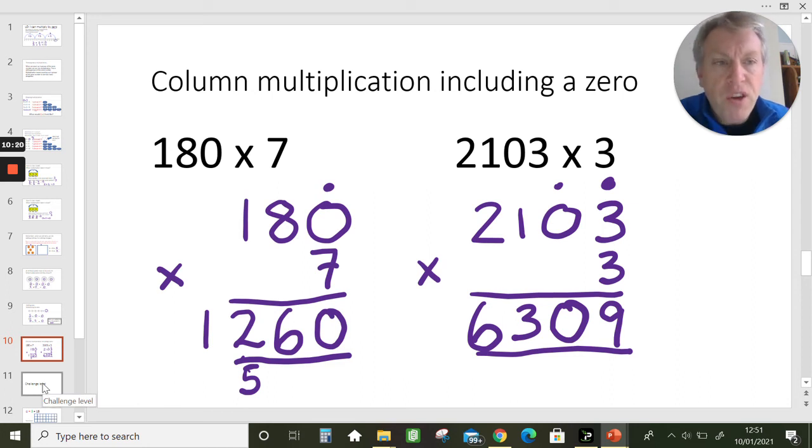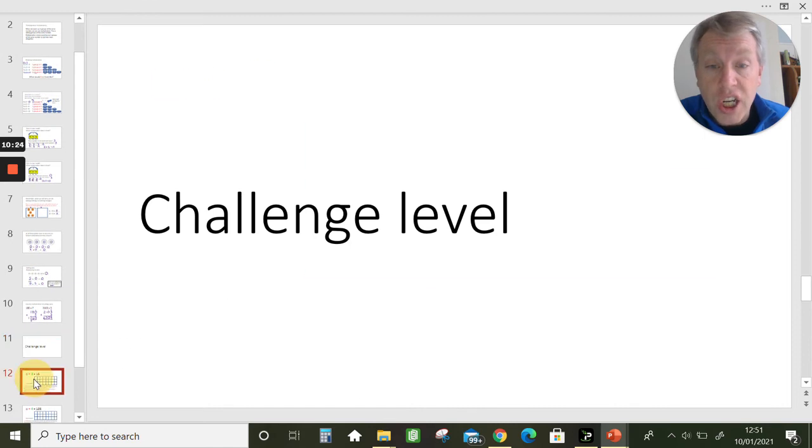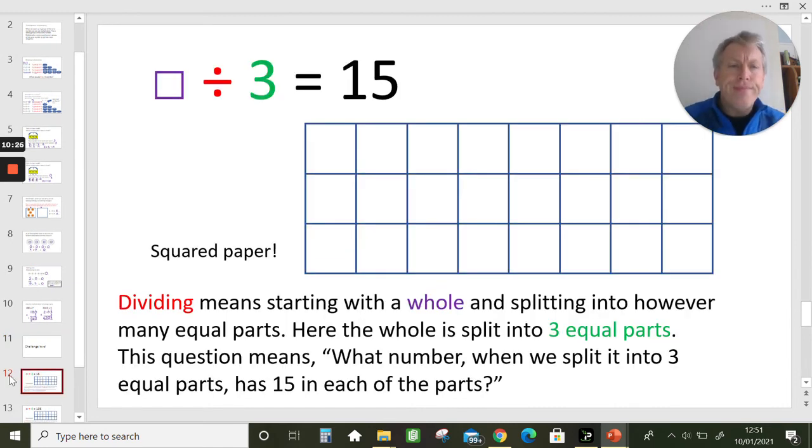So we're practicing those things. And if you think that's a bit easy, then you can have a go on the challenge level. And we're just going to practice this. So we've got a question here. Something divided by 3 is 15. Now, some of you might be thinking, I know that one, Mr. McMullen. It's 5. And if you think to yourself, that must be 5, I'm afraid it is not 5.